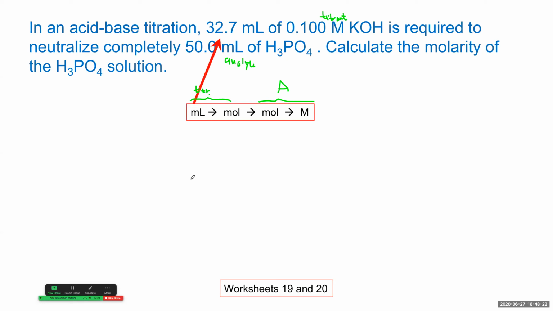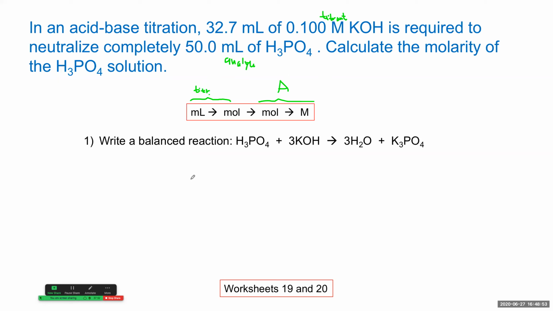So let's go on. We're going to start with the mLs of titrant. The reason we're doing that is because we can calculate the moles of titrant. So you want to look at the information in your word problem and figure out what is given in the problem that I can use to calculate moles. Well, in this case, it's the volume and the concentration of the KOH. So that's where I'm going to start.